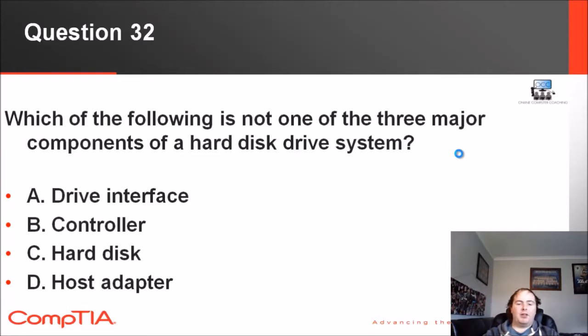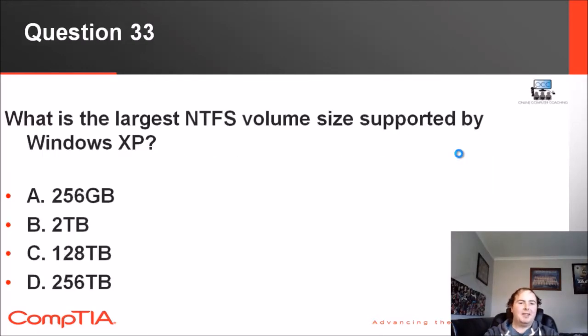32. Which of the following is not one of the three major components of a hard disk drive system? Drive interface, controller, hard disk, and host adapter. I'll give you the answer to this one, guys. And for any of these, feel free to pause before you actually have a look at the answer. The answer is A, drive interface. It is a part of the others mentioned there. Part of the controller and host adapter.